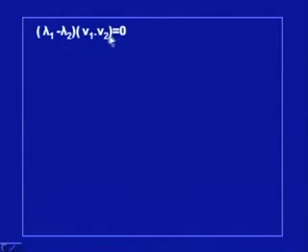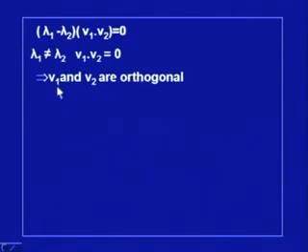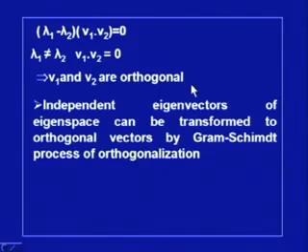Now, this means that either this is 0 or this product is 0, but since lambda 1 is not equal to lambda 2, which is given to us, V1 dot V2 is equal to 0, and that means V1 and V2 are orthogonal vectors. That proves the result that if we have two distinct eigenvalues of a symmetric matrix, then the two eigenvectors are orthogonal.